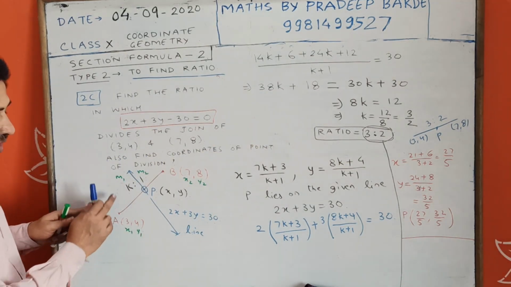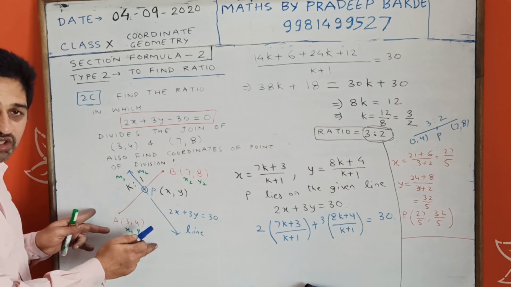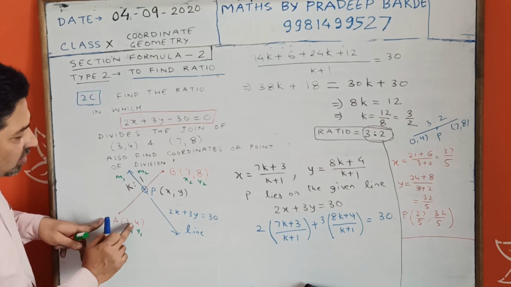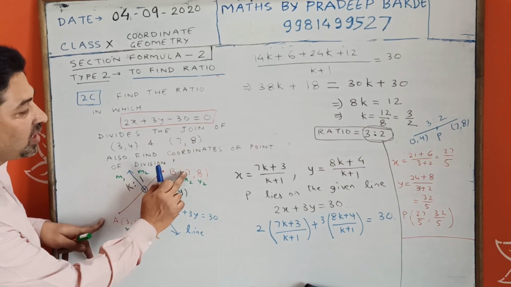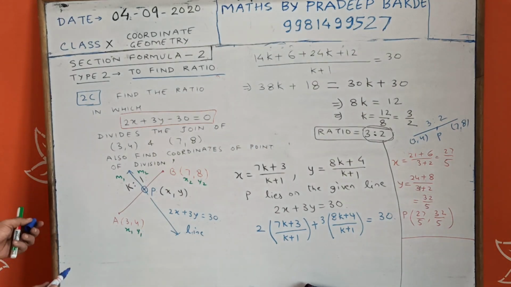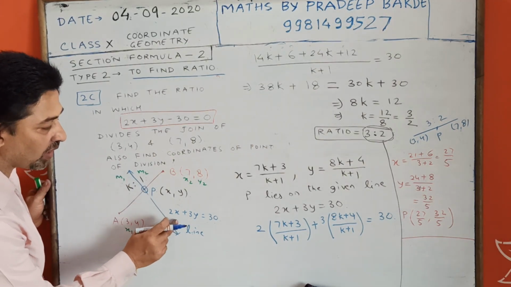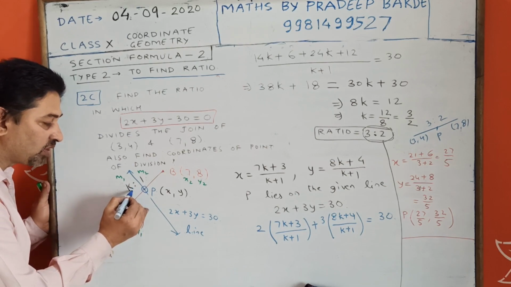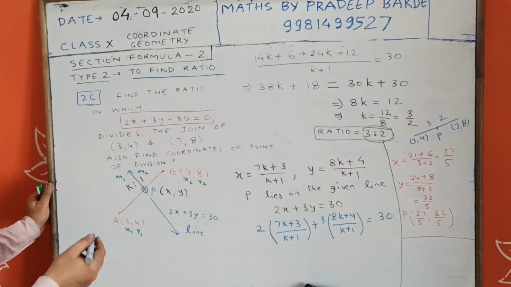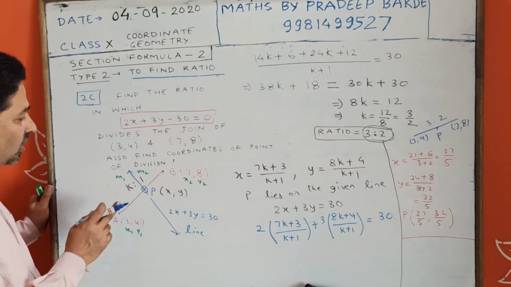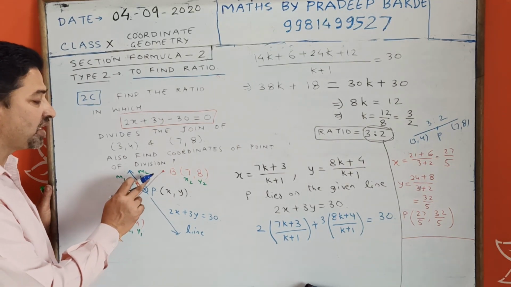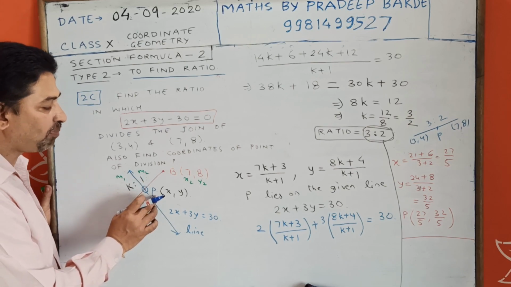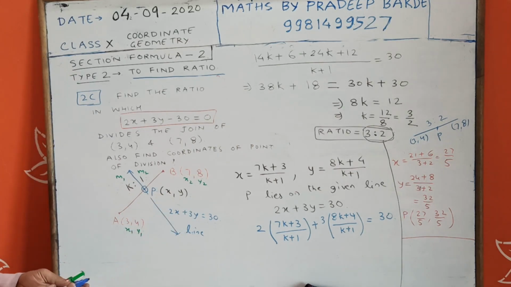Now we'll be drawing a rough figure here. This is not an exact figure, rough figure है बच्चों. Coordinates of A (3, 4), coordinates of B (7, 8), and this is the line 2x plus 3y is equal to 30. Now we have to find out the ratio. So as we have done and discussed earlier also, let the ratio be k is to 1. Ratio हमने assume कर लिया बच्चों k is to 1, और P के coordinates हमने मान लिए x, y.